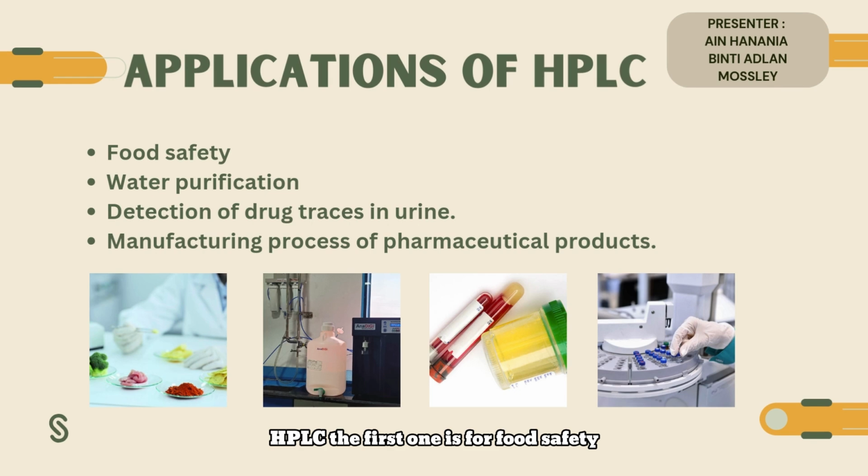The first one is food safety. For example, HPLC is widely used to detect and quantify pesticide residues in food products. It can identify trace amounts of pesticides that might be present due to agricultural practices, ensuring that food products are within safety limits set by regulatory bodies.